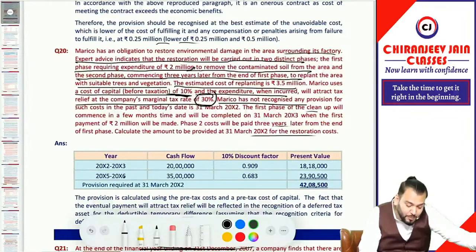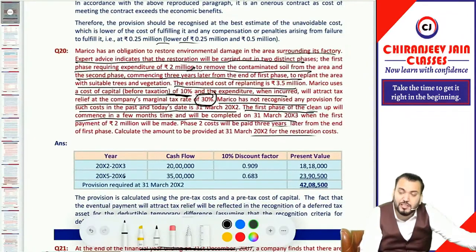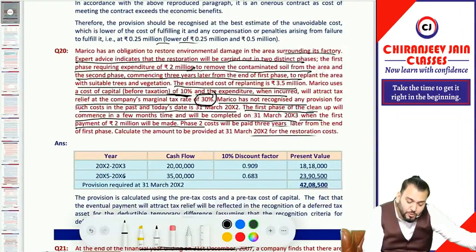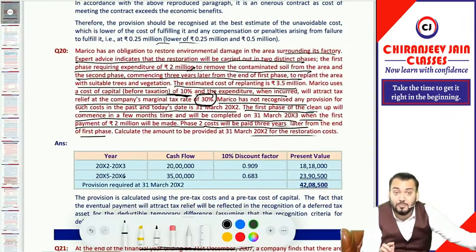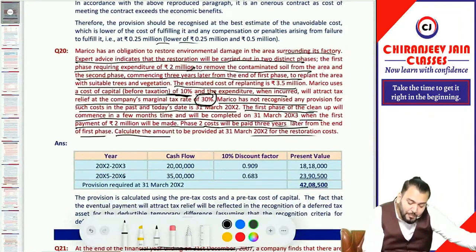Marico has not recognized any provision for such costs in the past, and today's date is 31st March 2002. The first phase of the cleanup will commence in a few months' time and will be completed on 31st March 2003, that is, 1 year after the balance sheet date, when the first payment of 2 million will be made. The phase 2 cost will be paid 3 years later from the end of the first phase. Calculate the amount of provision as on 31st March 2002 for the restoration cost.